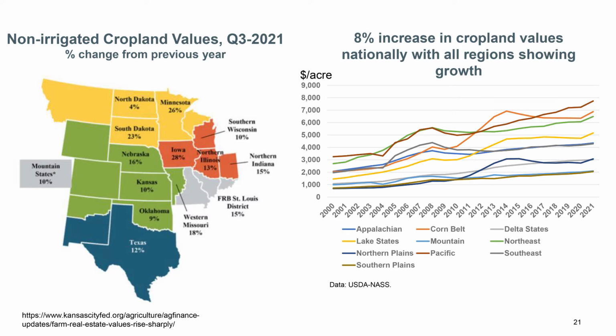That's being translated into higher cropland values, so I'm just showing across the board from Minnesota down to Texas. Don't have values for the southeast here. I do show some southeast values here also on the right-hand side. A little bit harder to track, but overall, farmland values on average going up by about 8% last year, but double-digit increases in the most recent quarter in a lot of non-irrigated cropland areas.